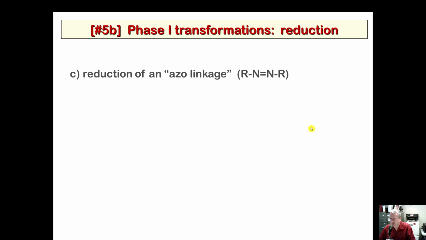Azo linkage. What's an azo linkage? It's R-N double bond N-R. It's kind of a weird thing, and they are actually found in some drugs, and it's something that can be reduced. What do you think it's reduced to? Basically it can cleave the N=N double bond, and you're left with R-NH2 and H2N-R, two different things.